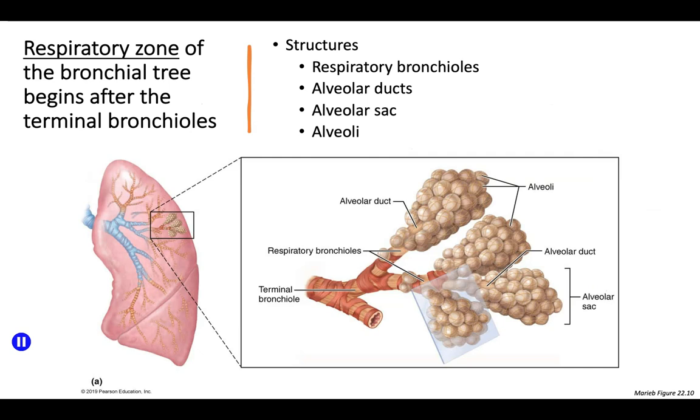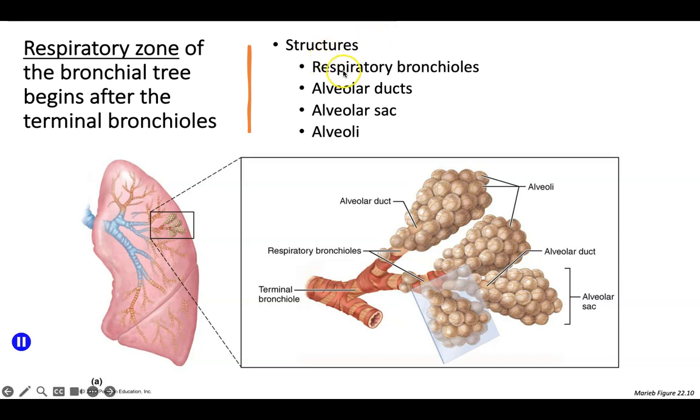Once we get to the end there, those terminal bronchioles, we enter the respiratory zone of the bronchial tree. So that begins after those terminal bronchioles. You can see that here. Here's some terminal bronchioles, and now we have these things called respiratory bronchioles. So this is the beginning of the respiratory zone.